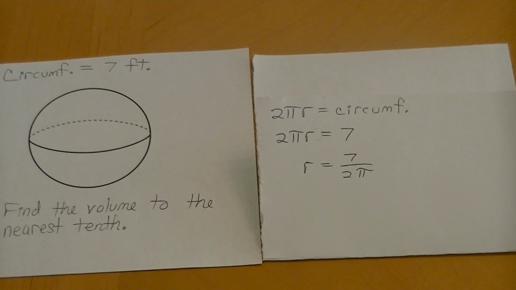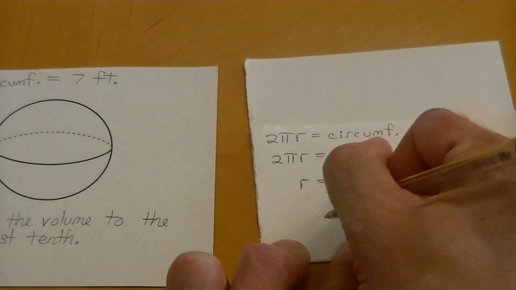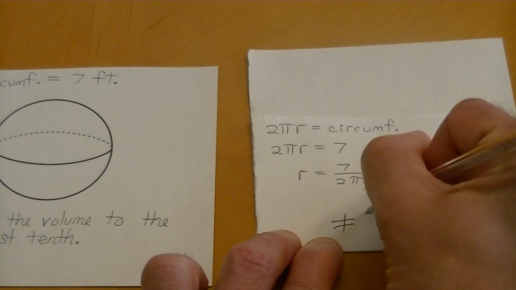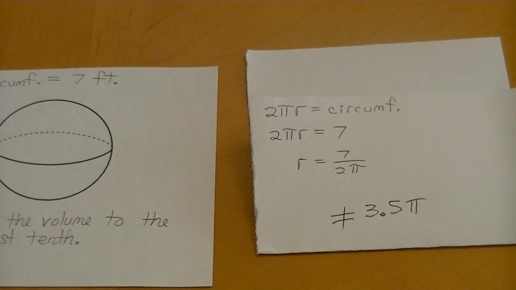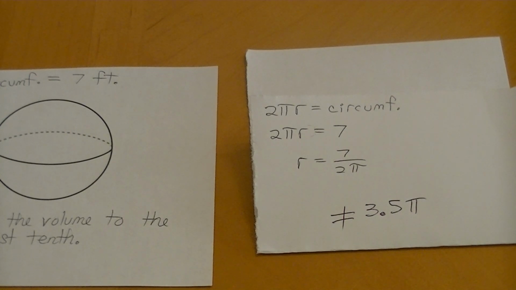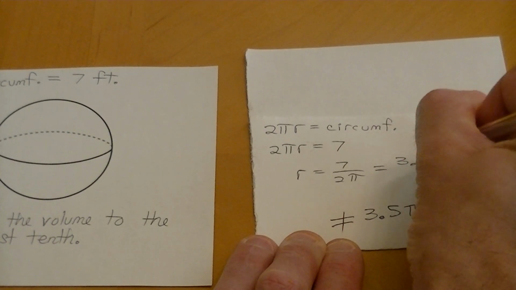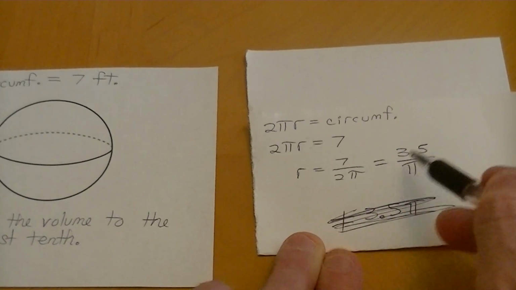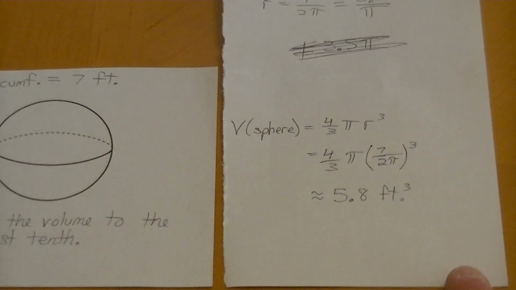I want to pause here and make sure we're all clear that this does not equal 3.5 pi. That's a common mistake that I've seen my students make over the years. It does equal 3.5 over pi. So if you want to change your radius into 3.5 over pi, that's fine, but it's important to remember that that pi is in the denominator. So now that I know my radius, here is the volume.